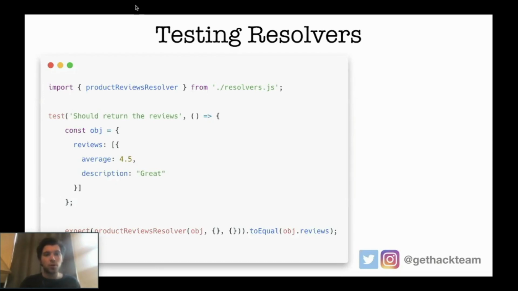So we're going to test if this resolver will return the reviews. So we have an object. It probably should fit this object. We're going to see if it equals, and it does. So this is all you need to do if you're testing resolvers. So maybe you have some normalizations in there. You probably should test those normalizations as well.